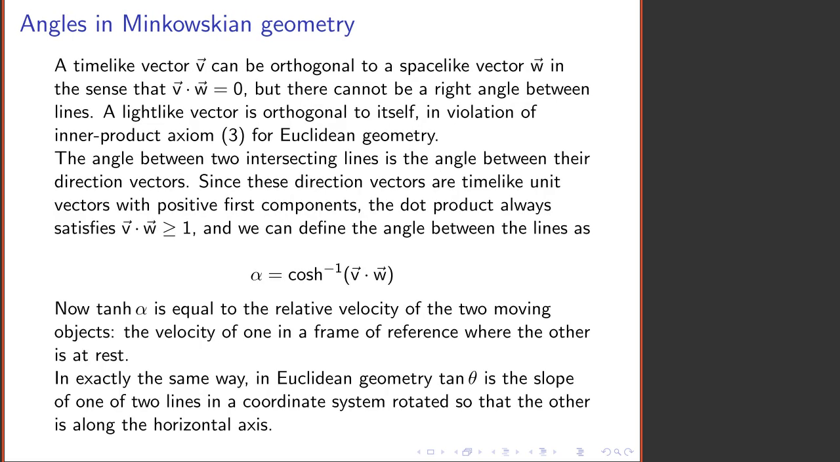Now how am I going to introduce angles? Well, I can give a criterion for a time-like vector to be orthogonal to a space-like vector. That's the only circumstance under which the dot product of two vectors can be 0. One of them has to be space-like. But there are no right angles between lines of the geometry because the dot product of two time-like vectors can never be 0.